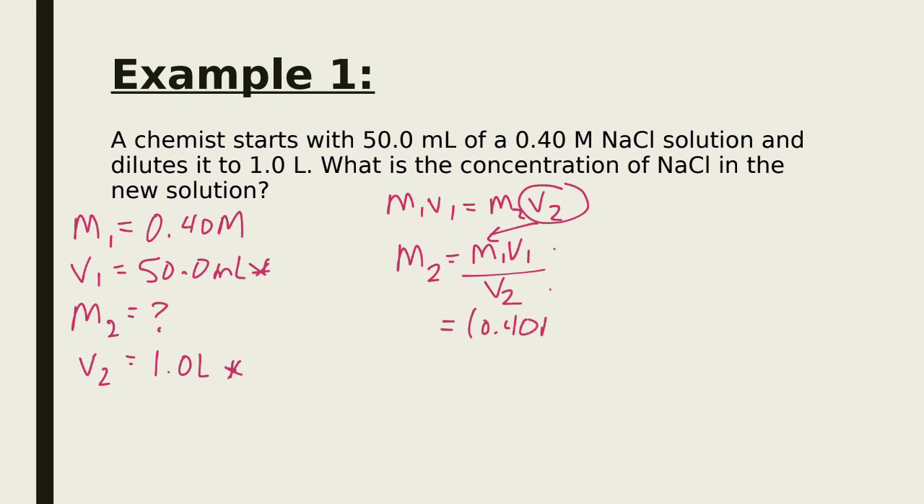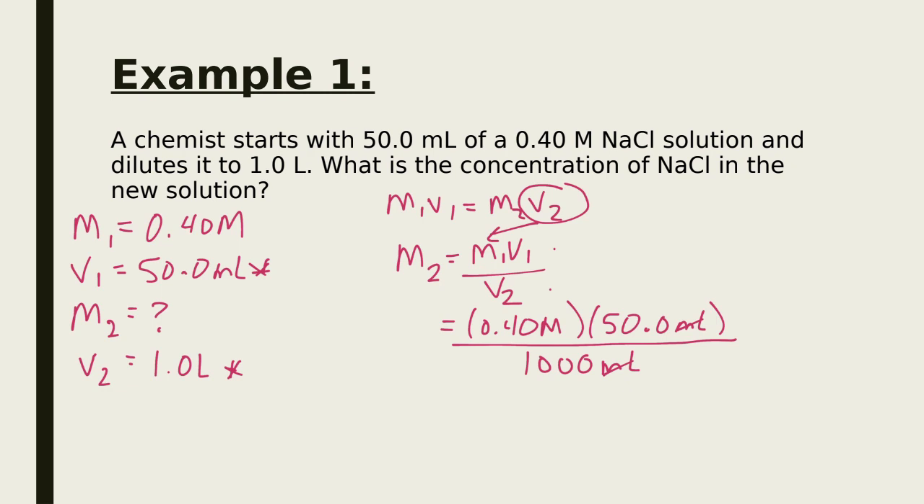same volume unit. So we're going to put in our initial molar concentration of 0.4, 50 mL, and then I need to have milliliters in the numerator. 1,000 milliliters is equal to a liter. And setting it up this way, this allows my milliliter units to be canceled out.